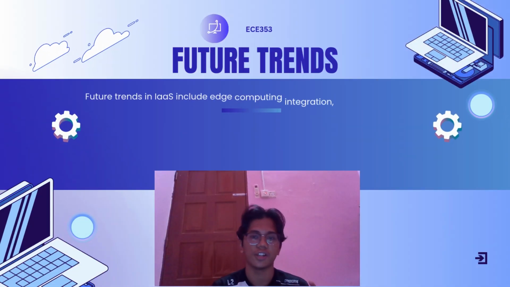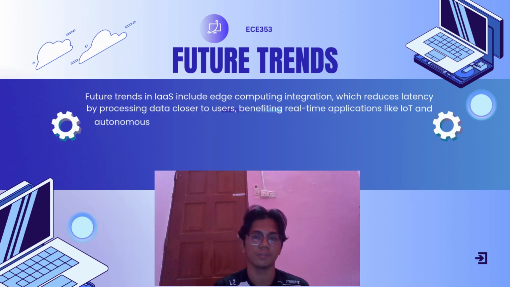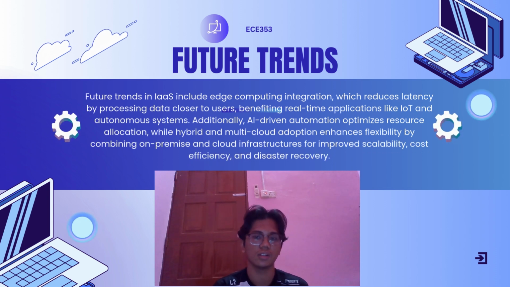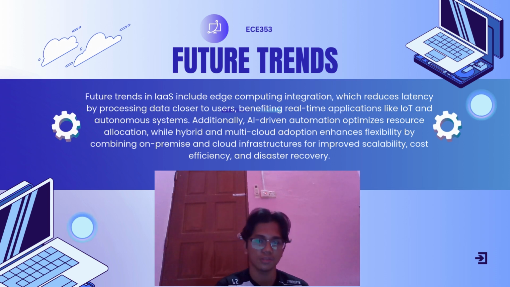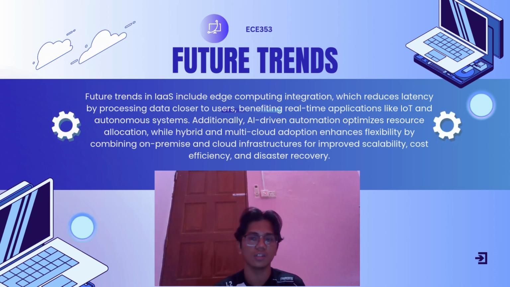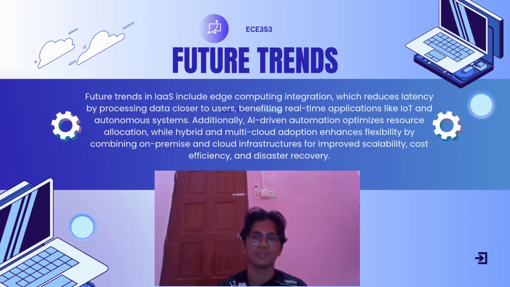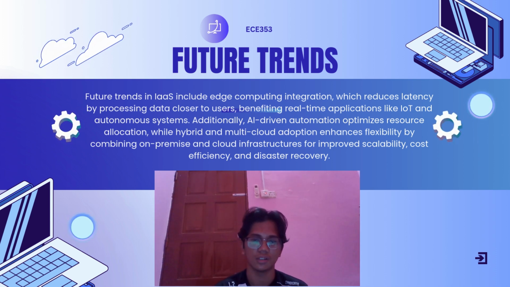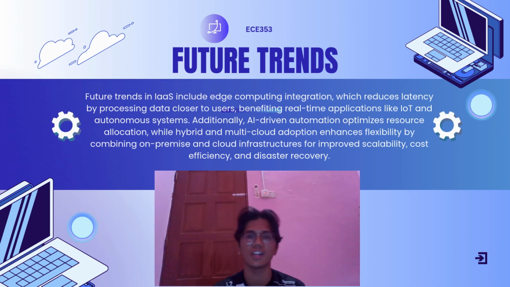As for future trends, which are also known as upcoming solutions, they include edge computing integration, which reduces latency by processing data closer to the user, which is beneficial to real-time applications like IoT and autonomous systems. Additionally, AI-driven automation optimizes resource allocation, while hybrid and multi-cloud adoption enhances flexibility by combining on-premise and cloud infrastructures for improved scalability, cost efficiency, and disaster recovery.